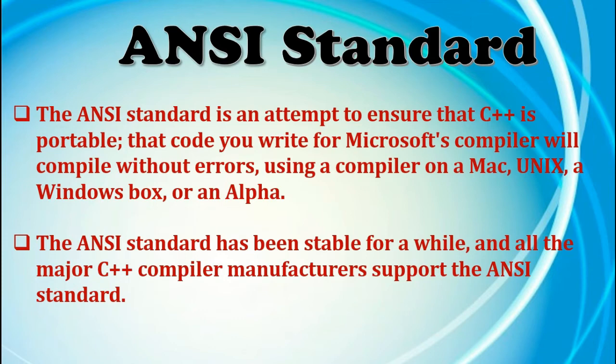The ANSI standard is an attempt to ensure that C++ is portable. The code you write for Microsoft's compiler will compile without errors using a compiler on a Mac, Unix, a Windows box, or an Alpha, which means that C++ programs will be platform independent. The ANSI Standard has been stable for a while, and all the major C++ compiler manufacturers support the ANSI Standard.